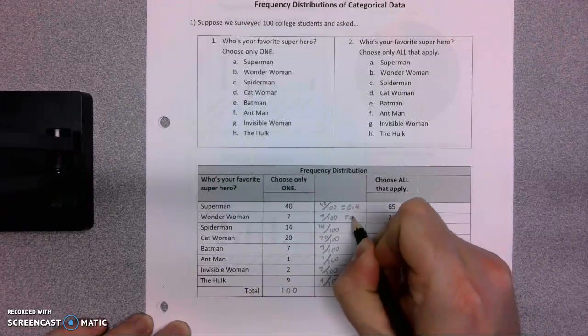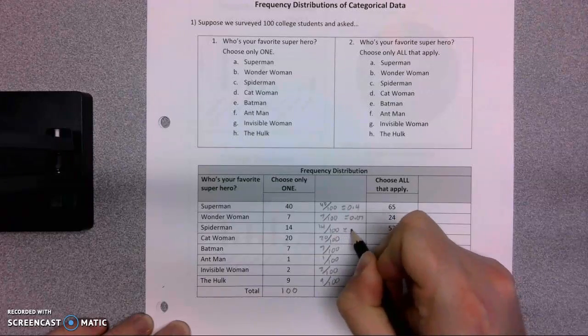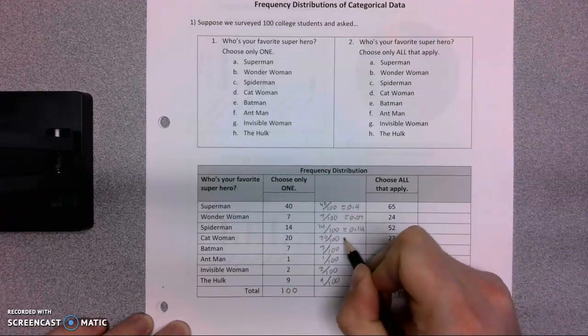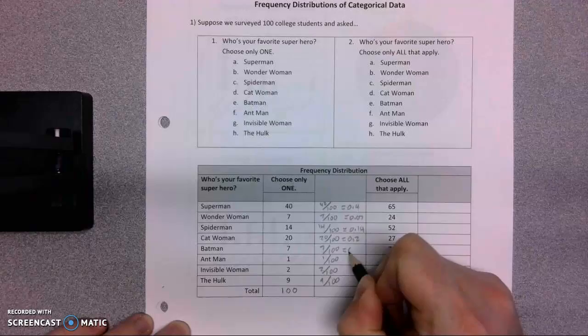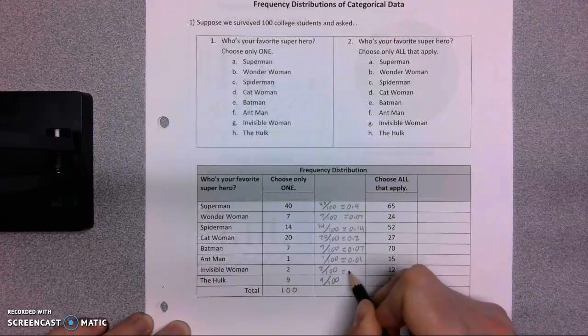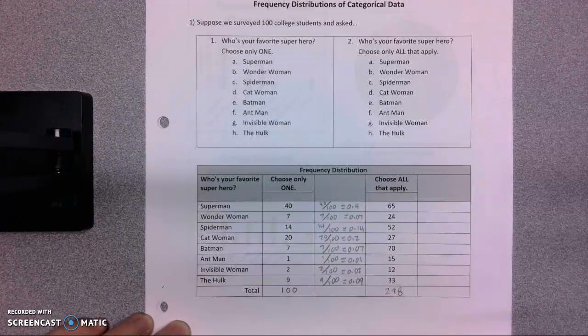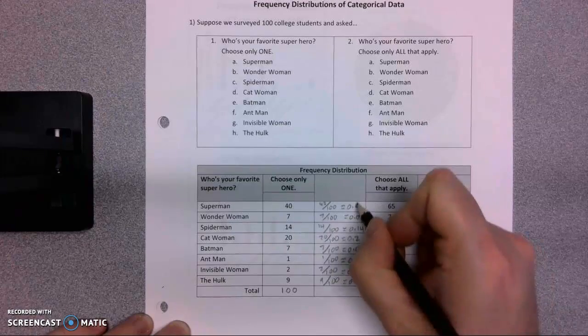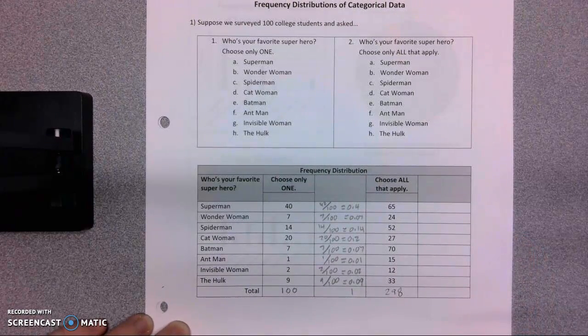0.4, 0.07, 0.14, 0.2, 0.07, 0.01, 0.02, 0.09. If we add these all together, they're going to add up to 1. You had to pick your favorite superhero, so the odds that you picked one of those are 100%.